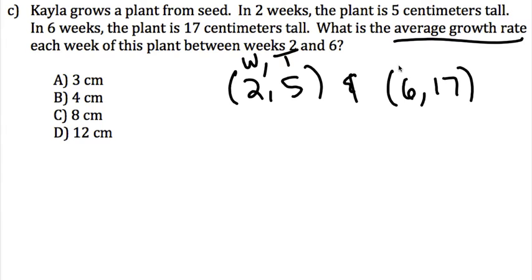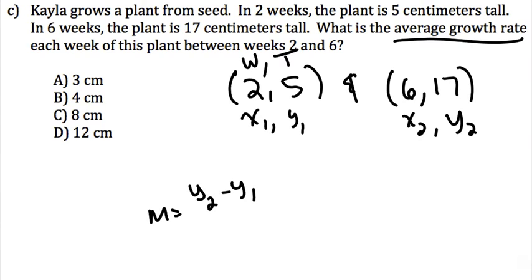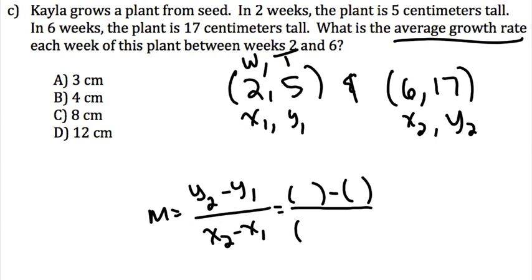So we're going to subtract these. Again, this is your x1, y1. This is your x2, y2. So we use our slope formula, y2 minus y1 over x2 minus x1. And before I plug in any numbers, I'm replacing all of my variables with parentheses. Okay?